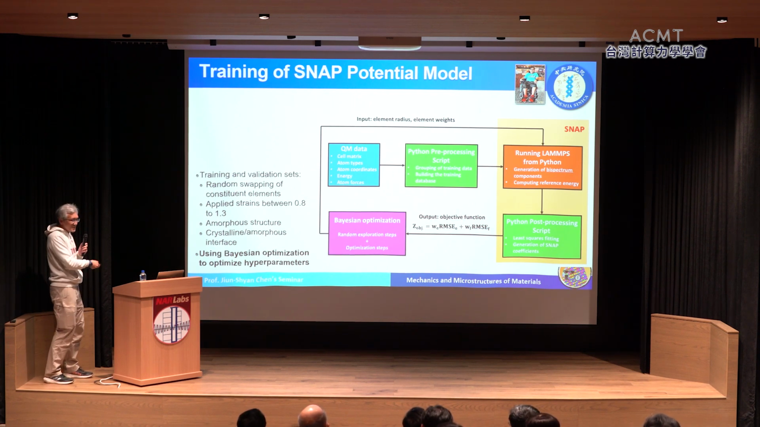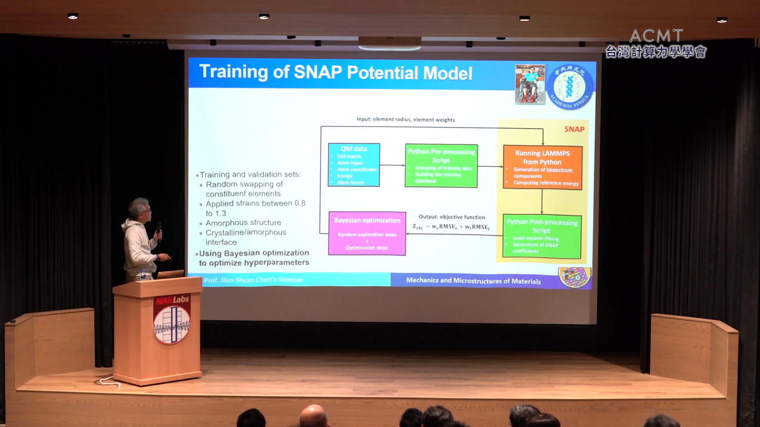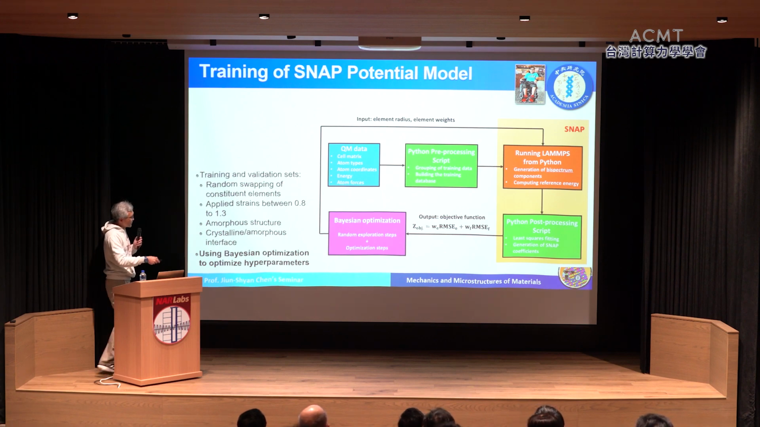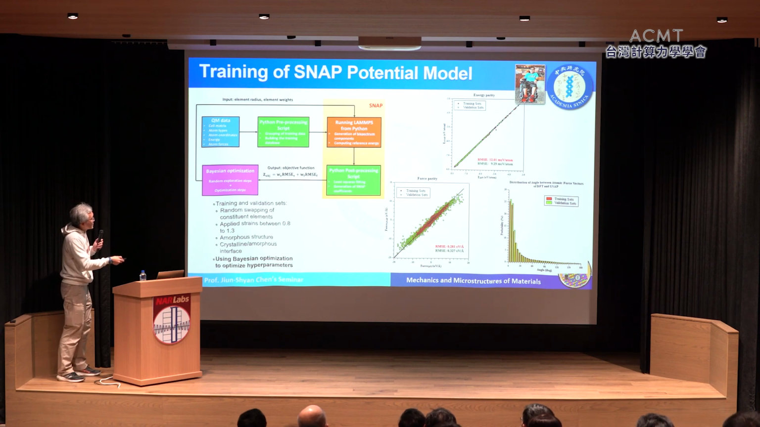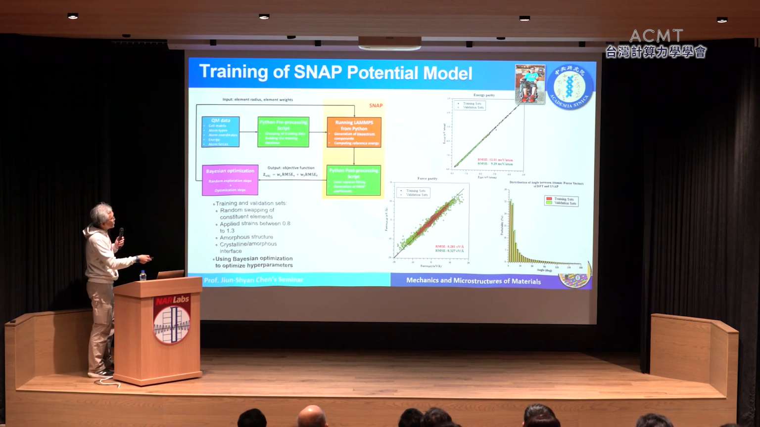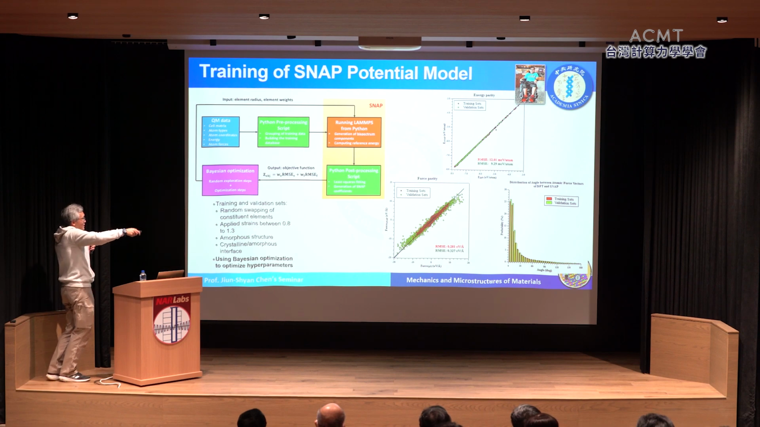So we once again start from a large set of quantum chemistry training data, and then feed all these parameters. And once again, these are the training results. This is the energy from multiple calculations, and the energy predicted from this SNAP potential model. They are in very good agreement, and this is the atomic force.